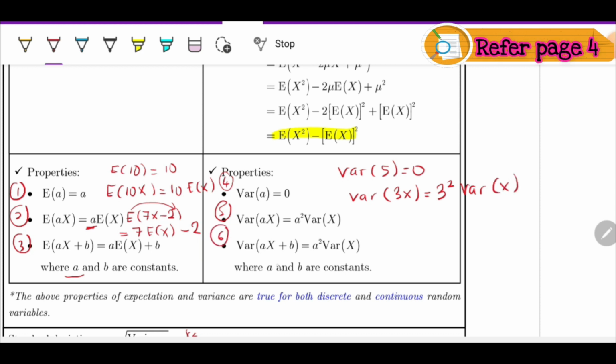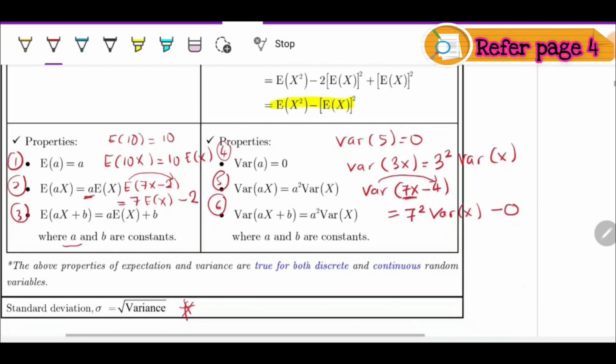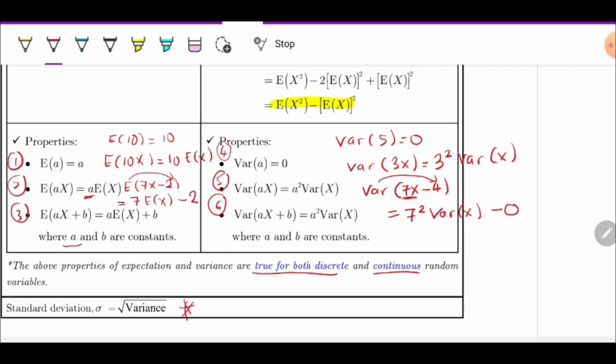Property number 6. Variance of AX plus B is equal to A squared times the variance of X. For example, variance of 7X minus 4. So, the constant of X here, we can take out and square it, then we multiply with the variance. Minus the variance of the constant, which is 4, is 0. So these properties are true for discrete and continuous random variables. And the formula for standard deviation is the square root of variance.